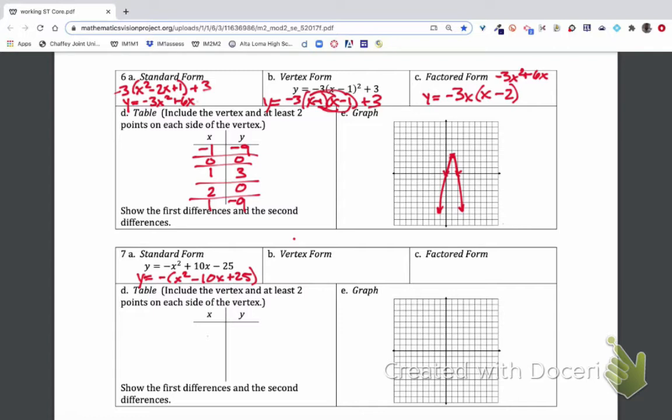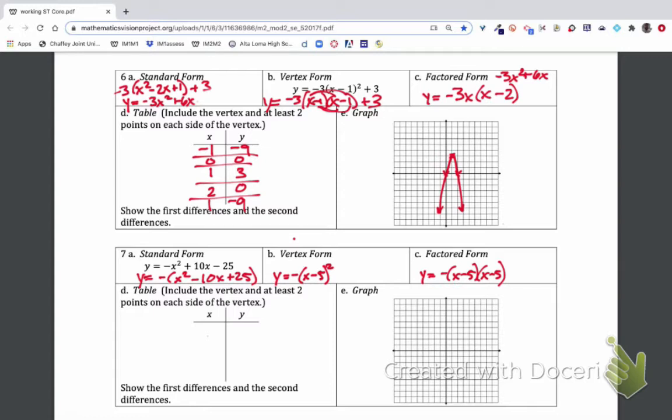Then once I have that, I would have my vertex form. So I'll take half of negative 10. Half of negative 10 is negative 5. And look at that. Negative 5 squared does get me a positive 25. So there's my vertex form. And the factored form would be exactly what you see there. We've got y equals negative x minus 5 times x minus 5. Or x minus 5 squared.